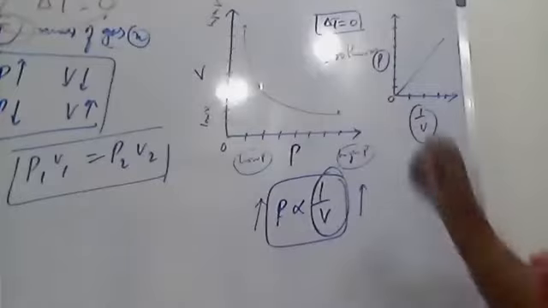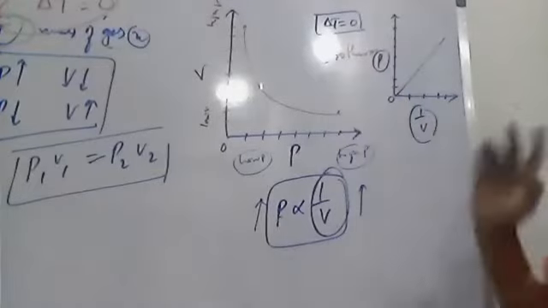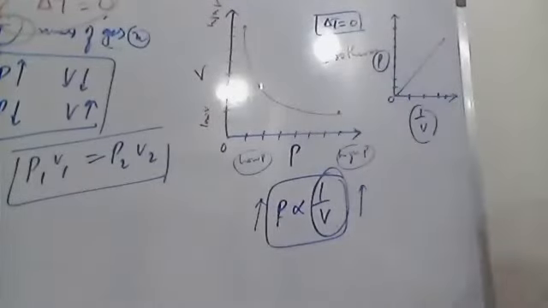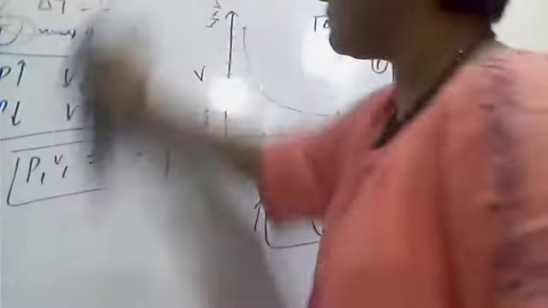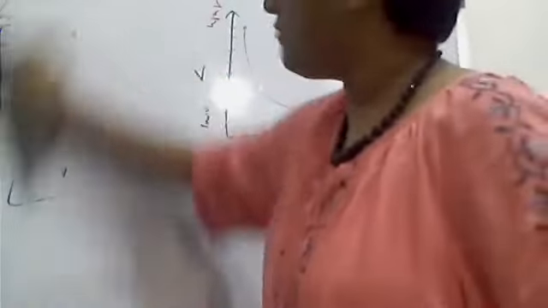See here also, the graph is between pressure and volume only. Still, it is also called isotherm. Isotherm. Okay.